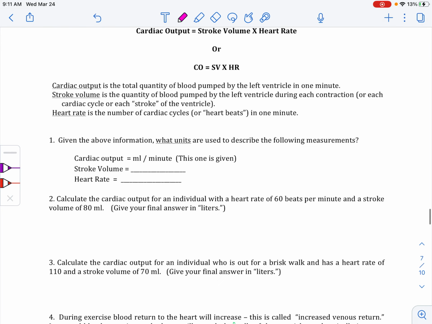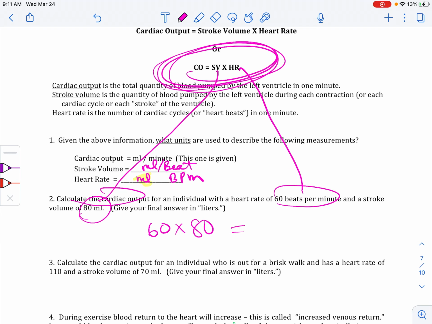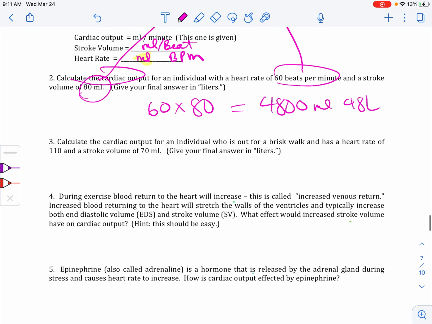So let us go through this really quickly. Stroke volume is milliliters per beat. Heart rate is milliliters. I don't know why I put milliliters. It's beats per minute. Okay, so we're going to cross that out, and it's beats per minute. All right, so you already know this. This equation will be on your test. It is exactly on your test, so don't freak out. So how do we figure out the cardiac output? We take 60 beats per minute, that's the heart rate, times 80 mils, that's the stroke volume, and that should be 4,800 milliliters or 4.8 liters. I'll take either one.